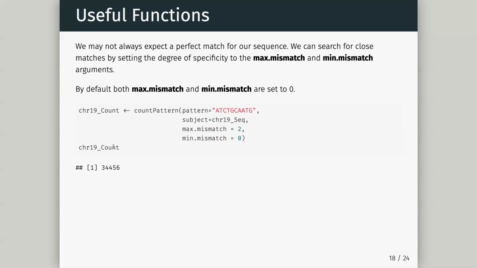We can have slightly more control over that. We might want to accept anywhere between 0 and 2 mismatches from my pattern and still count it. I just need to use the max.mismatch parameter and say I'm willing to accept 2, and the min.mismatch parameter, which here we set to 0. You can see clearly I'll get a lot more counts if I'm a little bit less conservative with my matching.